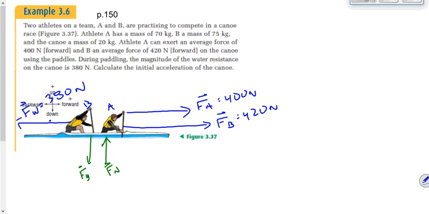Next step. F net is equal to the sum of the forces, Fw plus Fa plus Fb. Now, since we're looking for the acceleration here, what's our next step going to be? It's not going to be to plug in my numbers, but rather to say F net is also m times a.